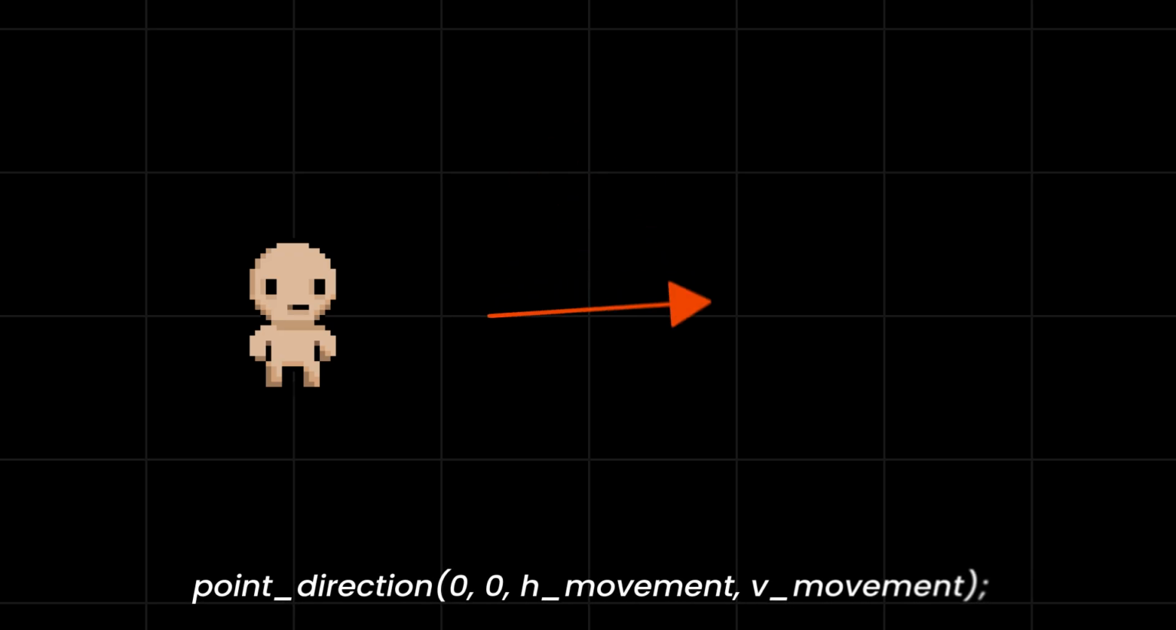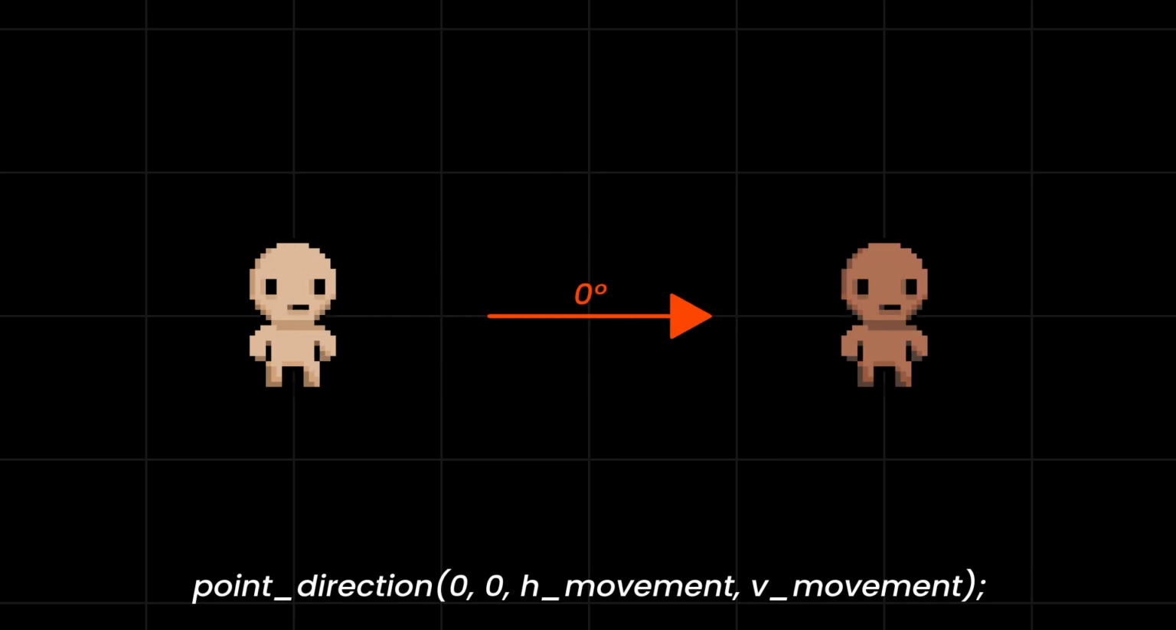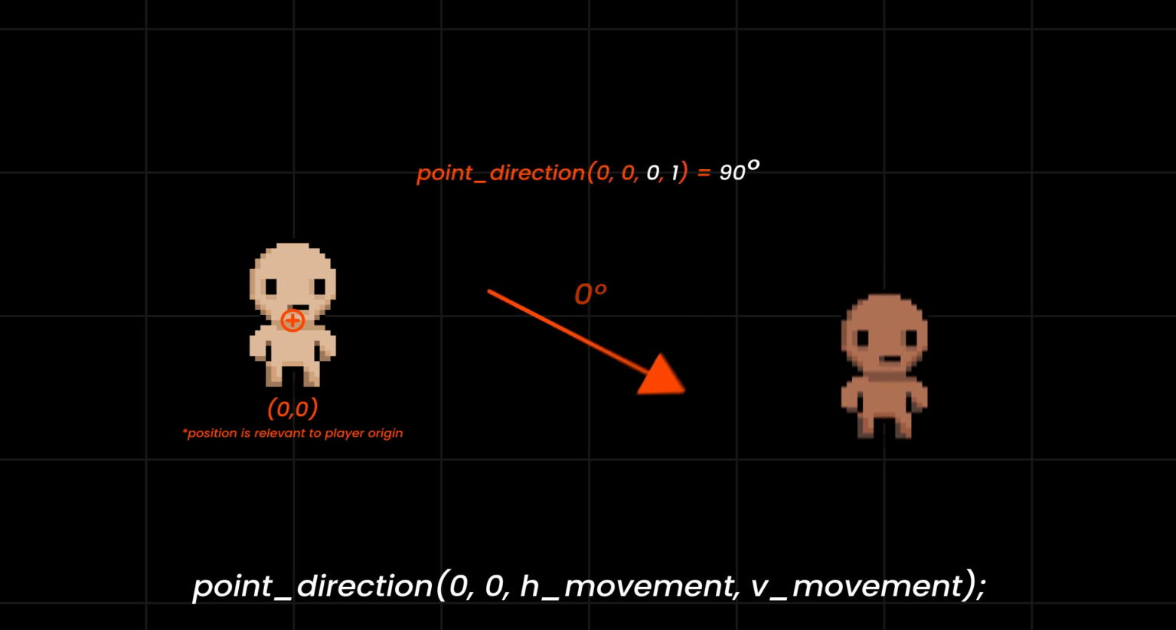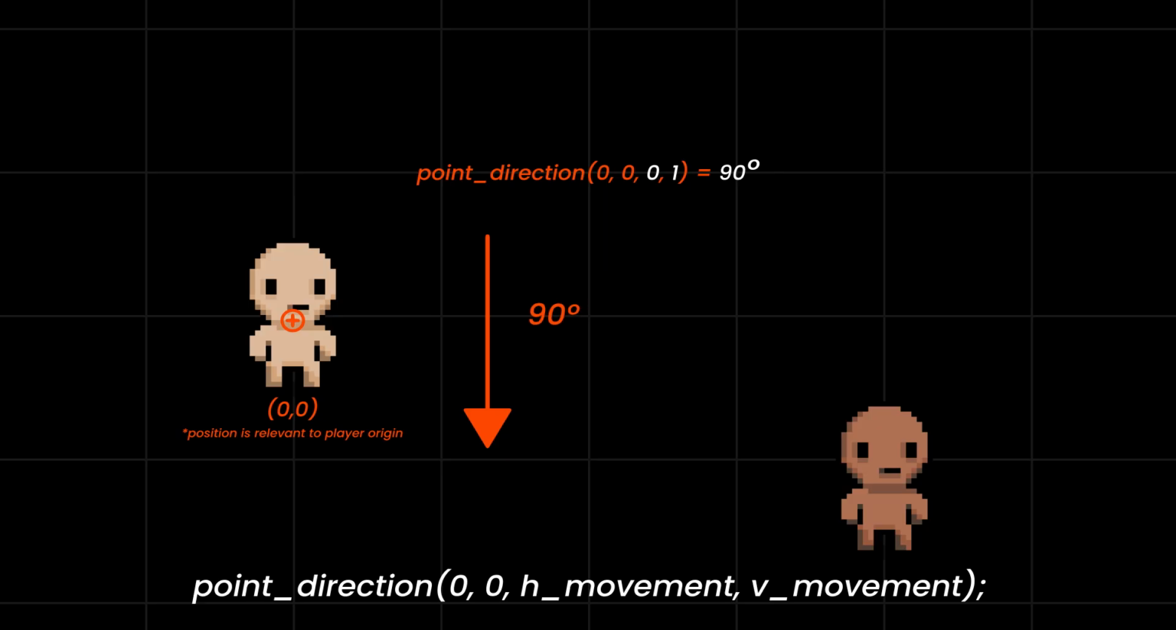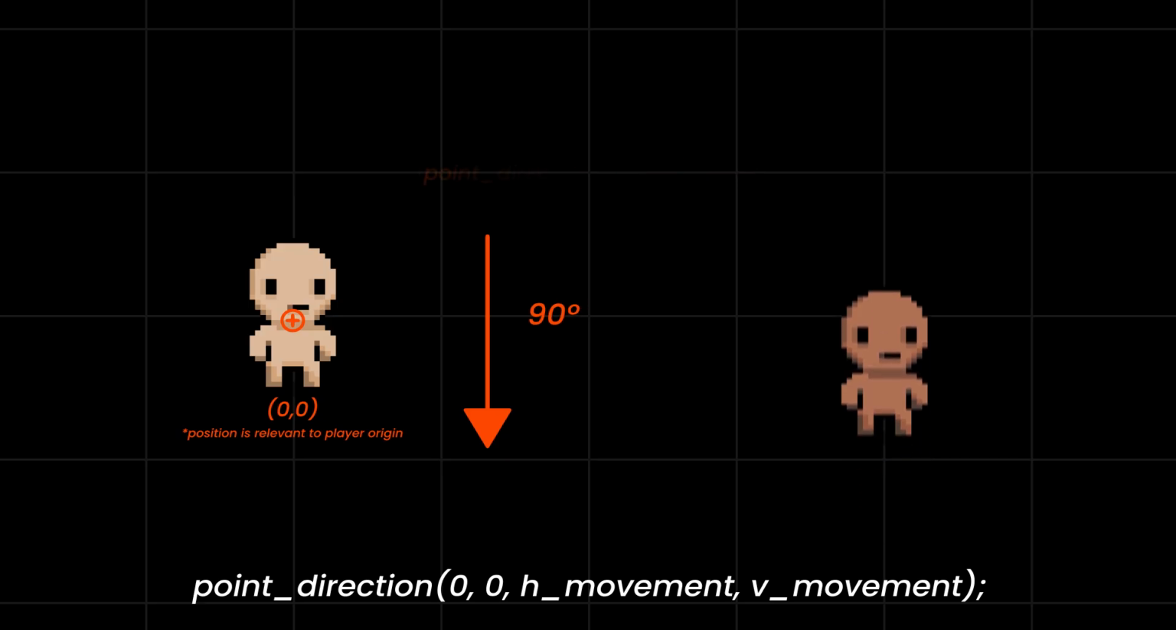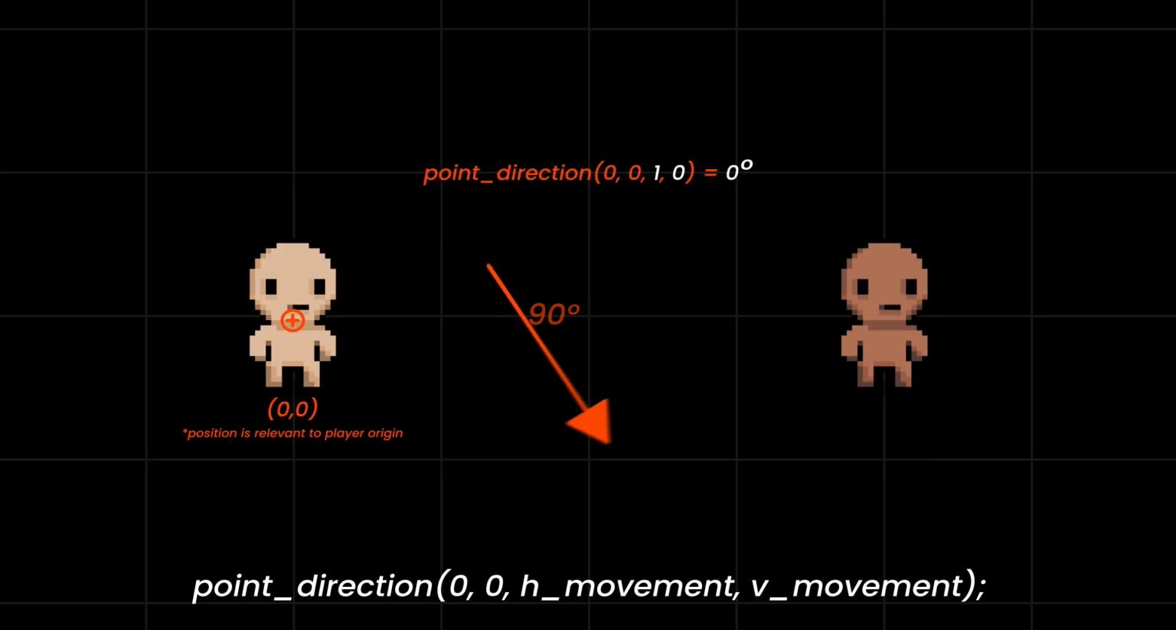The first part is calculating the angle of movement. point_direction finds the angle in degrees from one point to another. In this case, it is finding it from the origin 0, 0 to the place our player is moving towards. So, if h_movement is 0 and v_movement is 1, the direction is 90 degrees, so it will move the player down. If h_movement was 1 and v_movement was 0, the direction is 0 degrees, so it will move the player towards right.